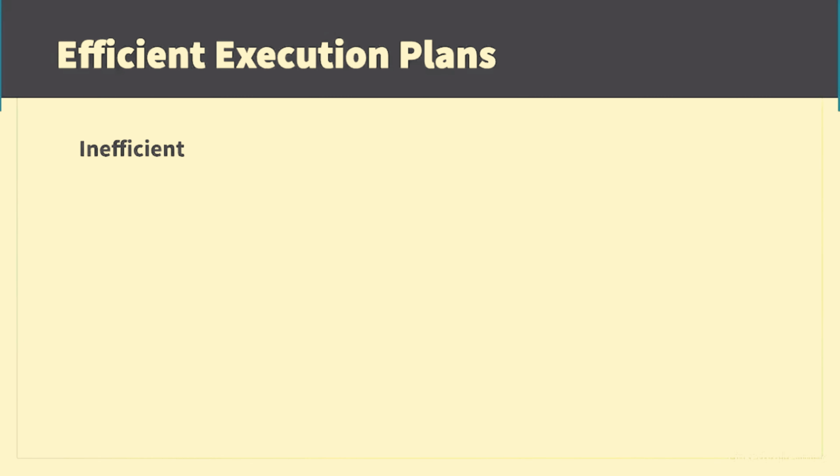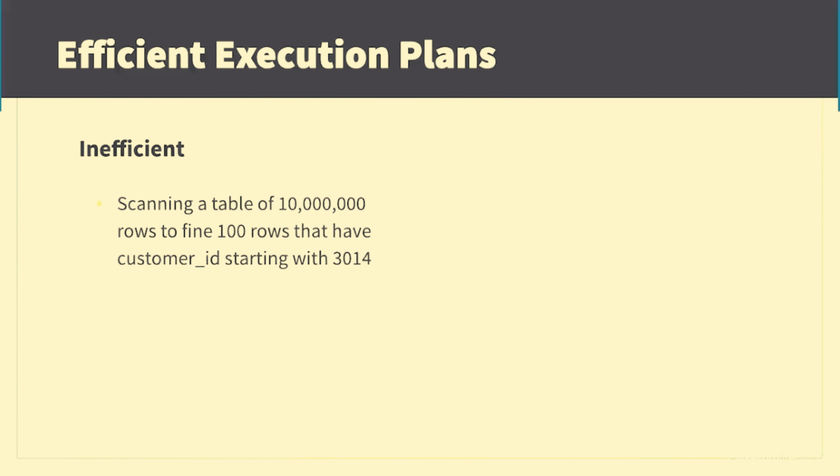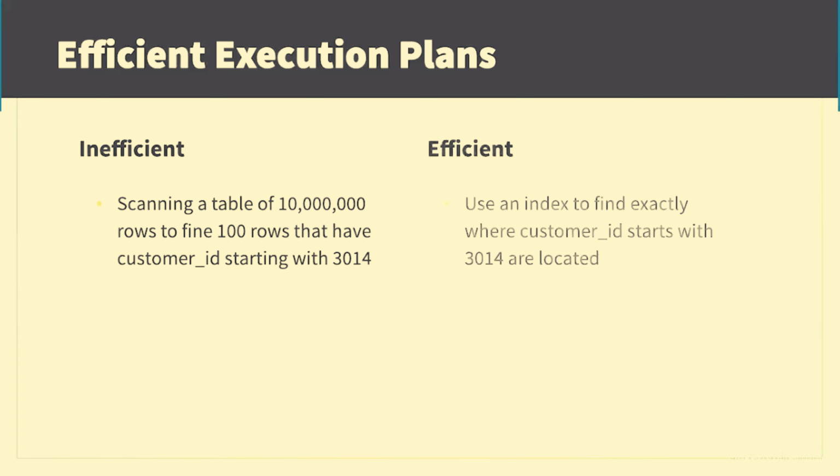When we develop procedural code, we're often thinking about how to make it efficient. The same thing applies to execution plans. While there may be many ways to execute a query, some are more efficient than others. For example, if you want to return data about a subset of customer purchases where the customer ID starts with the numbers 3014, you could look through all the rows in a, say, 10 million row table, but that's quite inefficient. A better approach is to use an index which points to the location of the data blocks containing the rows you're interested in.